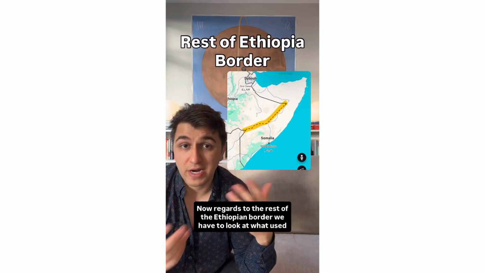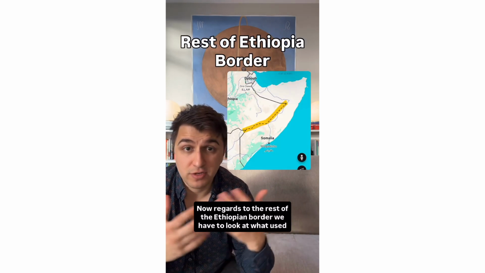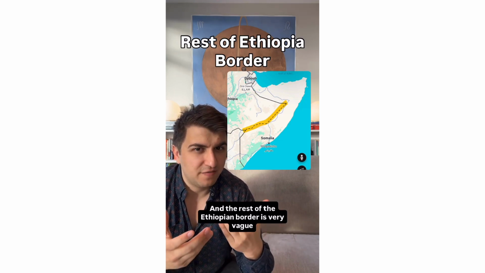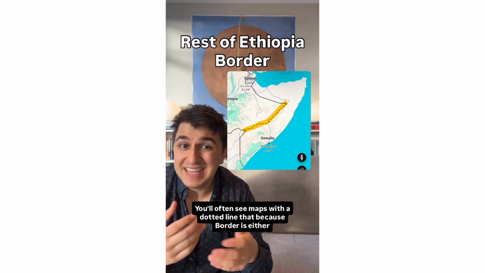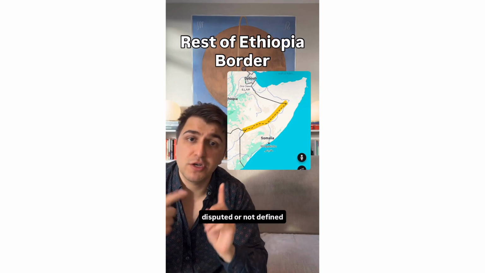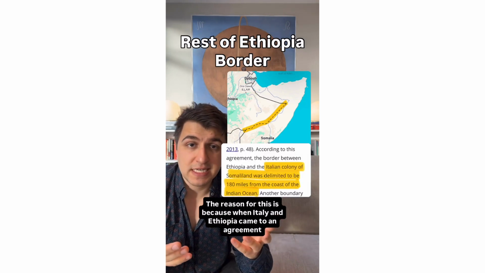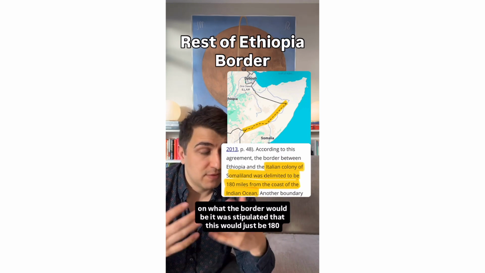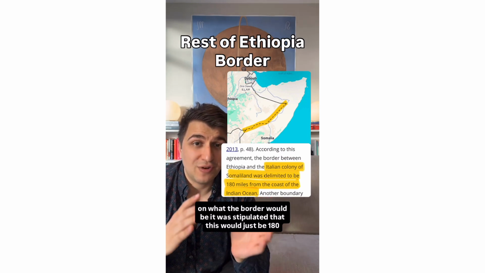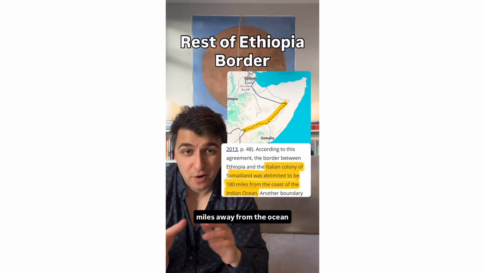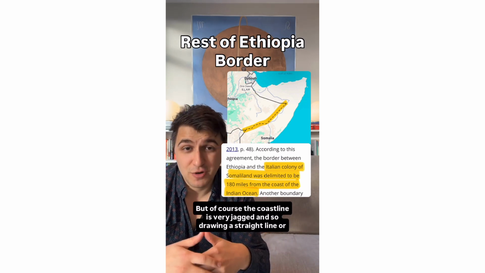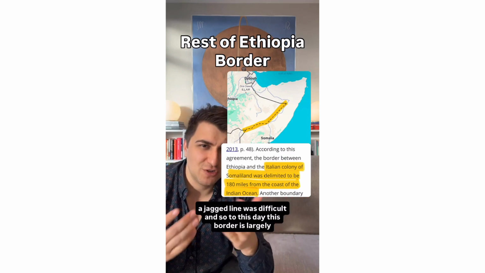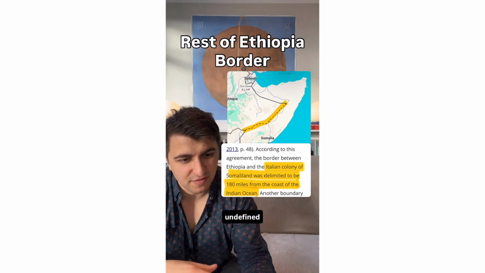Now, with regards to the rest of the Ethiopian border, we have to look at what used to be Italian Somaliland. And the rest of the Ethiopian border is very vague. You'll often see maps with a dotted line. That's because the border is either disputed or not defined. The reason for this is because when Italy and Ethiopia came to an agreement on what the border would be, it was stipulated that this would just be 180 miles away from the ocean. But of course, the coastline is very jagged, and so drawing a straight line or a jagged line was difficult, and so to this day, this border is largely undefined.